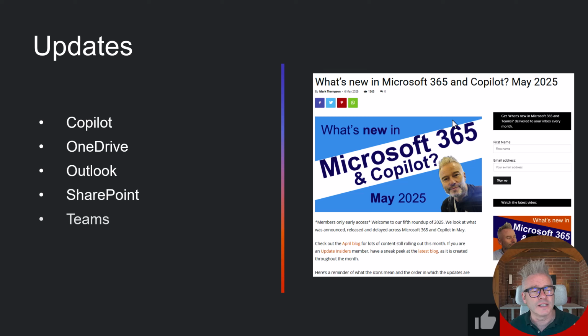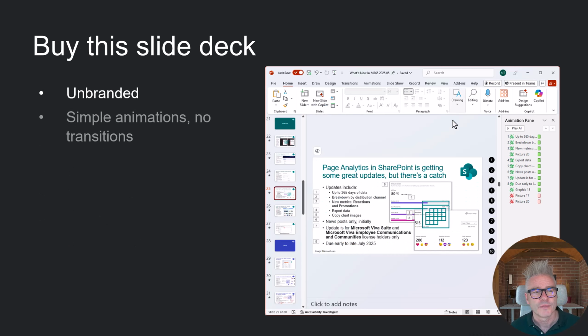Okay, so we've got updates for Copilot, OneDrive, Outlook, SharePoint, Teams, and a couple from around 365. I have about 30 slides for you, actually a few more, but there's many more things over on the blog, so go and have a look at the video notes, and there's a link to the blog over there.